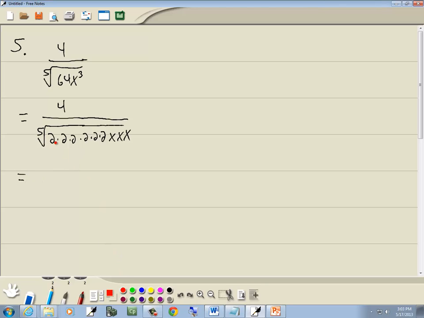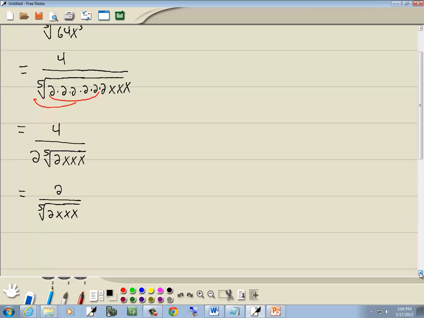Well, our index is 5, so we're looking for 5 of something. Here's 3, 4, 5 2's. Those 5 2's are going to come out in front as a single 2. And we're left with 1, 2, and 3 x's. To begin with, the 4 and 2 will simplify these numbers. So I got 2 over the 5th root of 2 and then 3 x's.